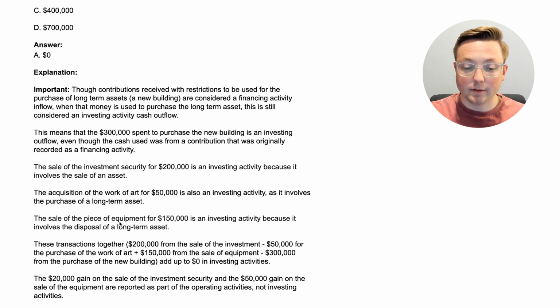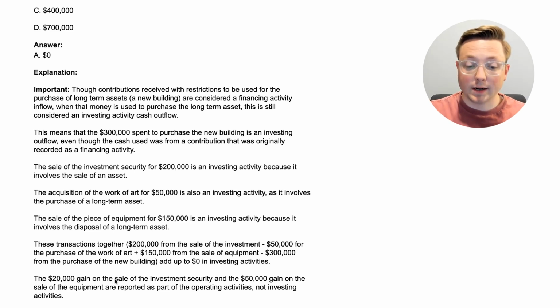The sale of the piece of equipment for $150,000 is an investing activity because it involves the disposal of a long-term asset. So finally, these transactions together: $200,000 from the sale of the investment, less $50,000 for the purchase of the work of art, plus $150,000 from the sale of equipment, less the $300,000 from the purchase of the new building. If you add that all up, $200,000 less $50,000, that's $150,000, plus $150,000, that's $300,000, less $300,000 gets you to $0 in investing activities based off of the things that we were given here.